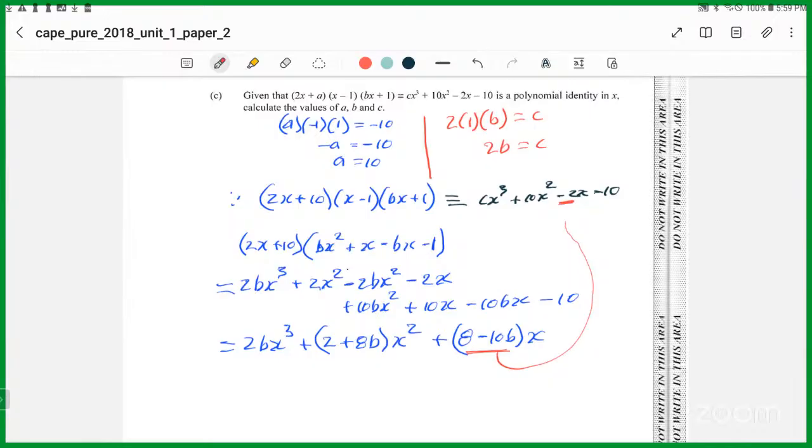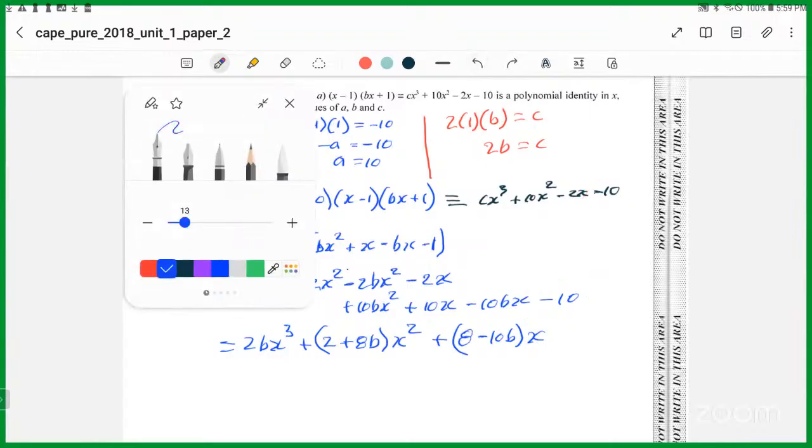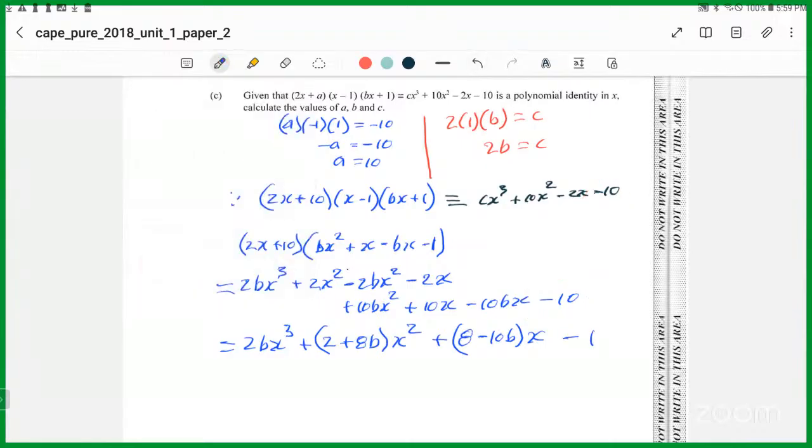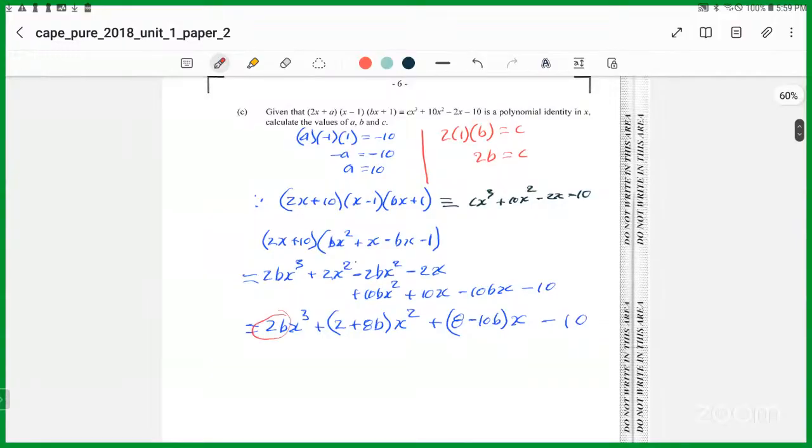So again, you could find the b that way, which you're going to do and see if we get the same b. And then now we have this negative 10 equals this negative 10. So we're going to have minus 10. So if we compare coefficients now, we know that this equals the c, which we have up here. So I can write that again, 2b equals c.